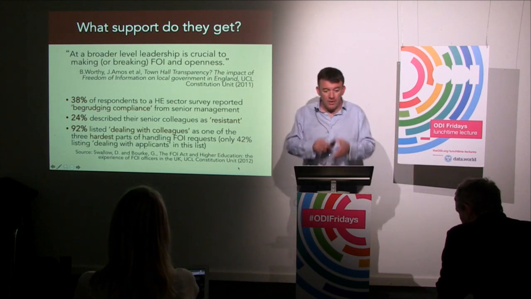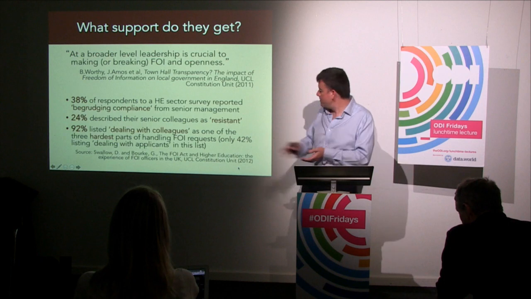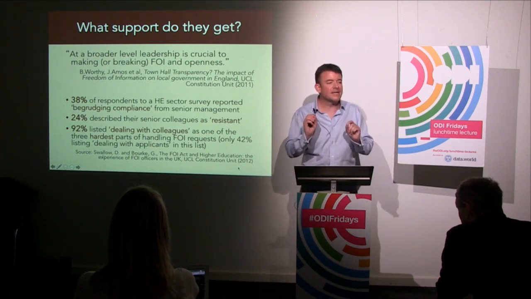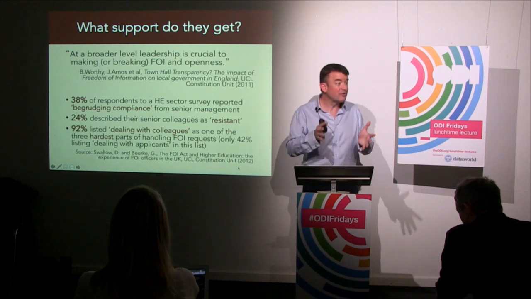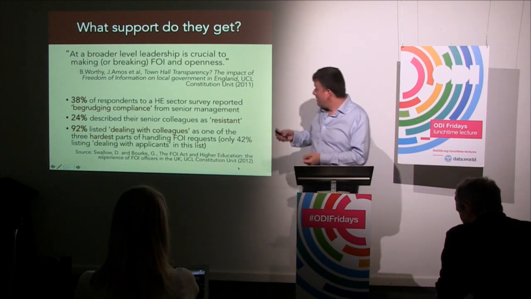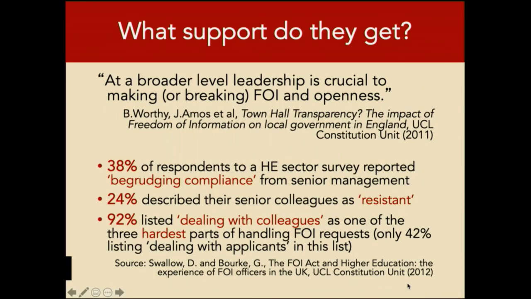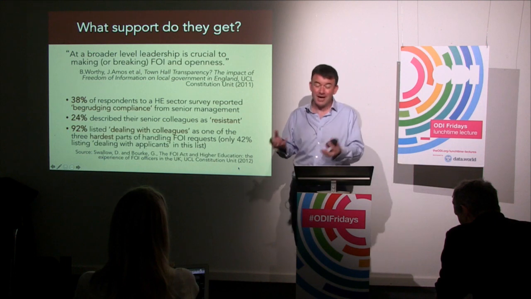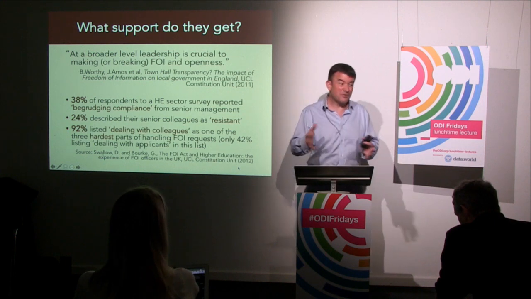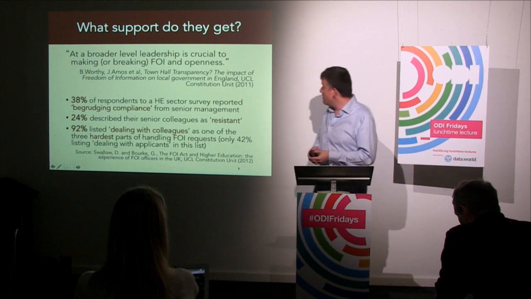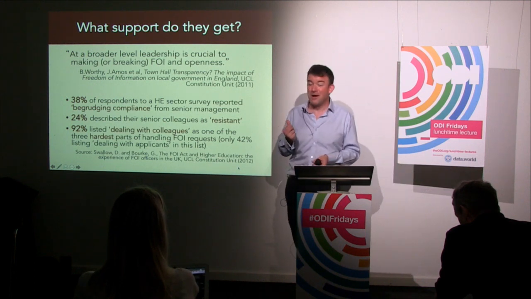92% of them, they were actually asked by the people at the Constitution Unit, were asked to list the 3 worst things about their job. And 92% put dealing with colleagues in that list of the 3 hardest things that they had to deal with. Just to put that in context, only 42% listed dealing with applicants in that list. So if you're an applicant and you think that you've had trouble with getting information out of public authorities, actually FOI officers kind of like you, most of them. It's really their colleagues that they have a problem with most of the time.